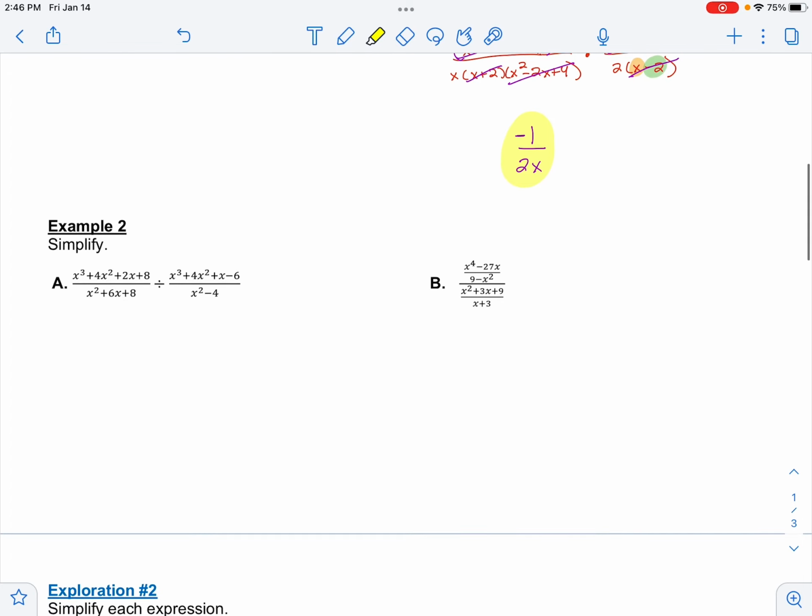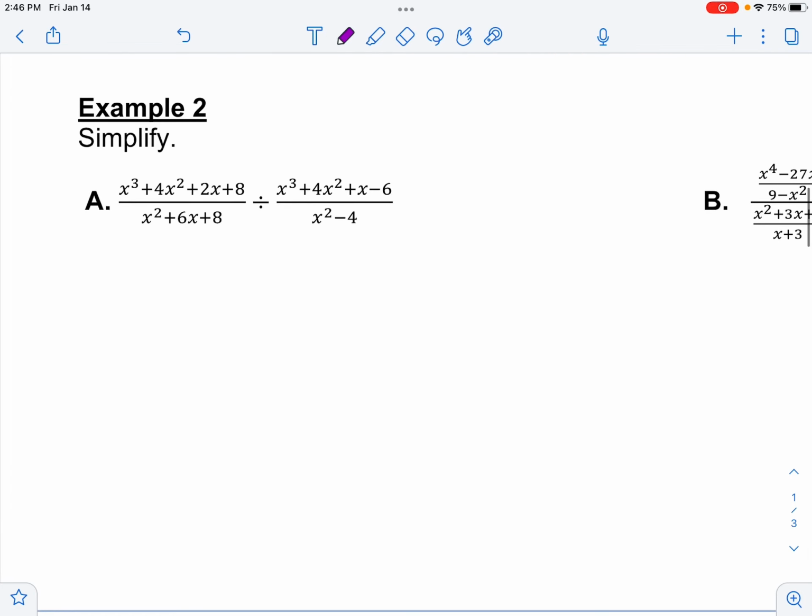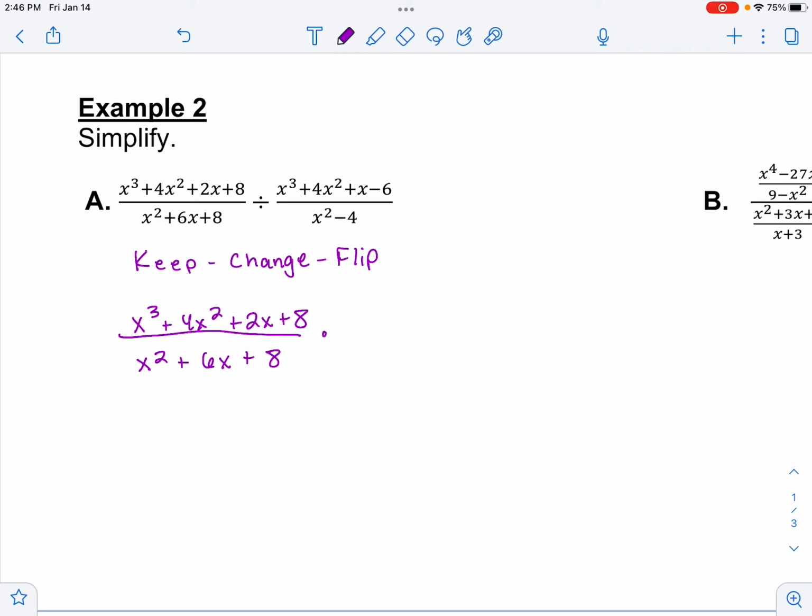Now, when you divide fractions, we start by thinking of the rule keep, change, flip. That's a reminder that when you are working with division, you change it to a multiplication problem in the very first step. So I keep the first fraction the same, I change the division to multiplication, and then I flip the second fraction. Now we're going to follow the same steps that we did in the previous problem. We're going to factor everything we can, and then we're going to cross out common factors.